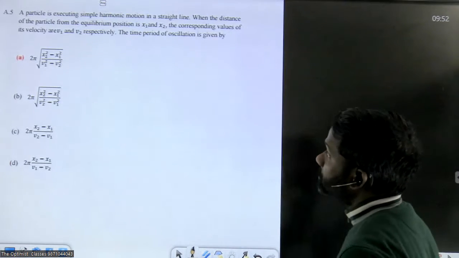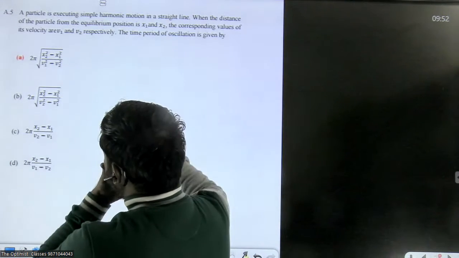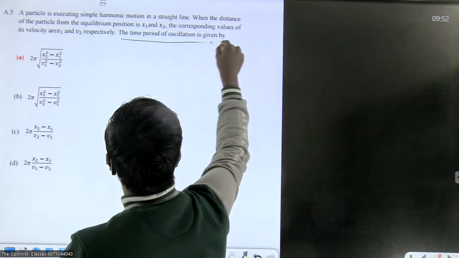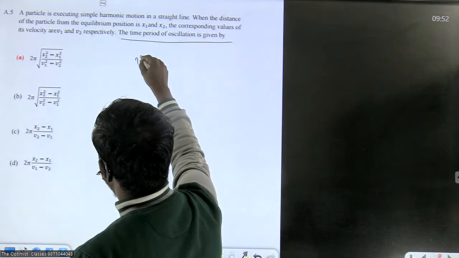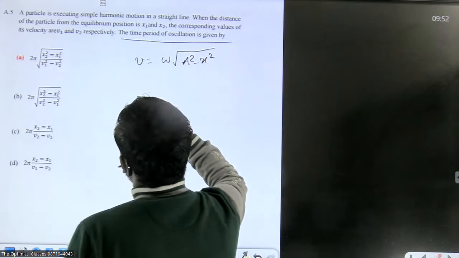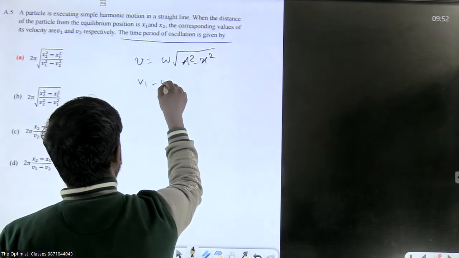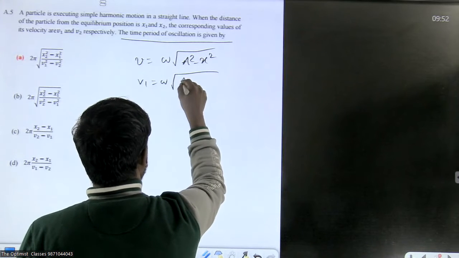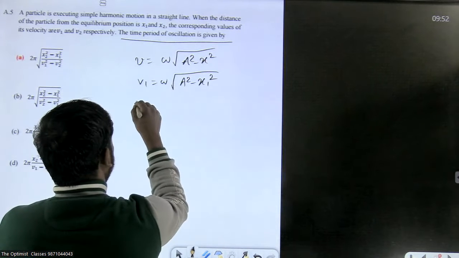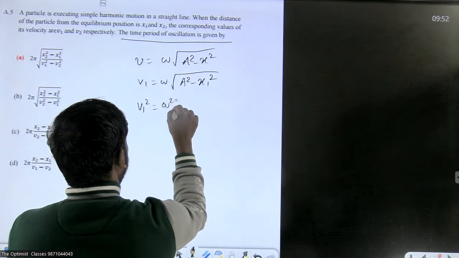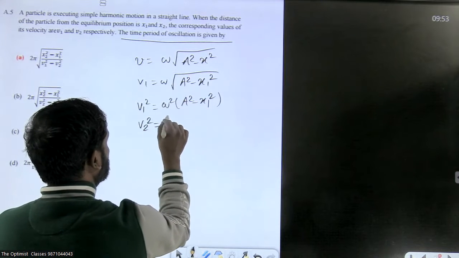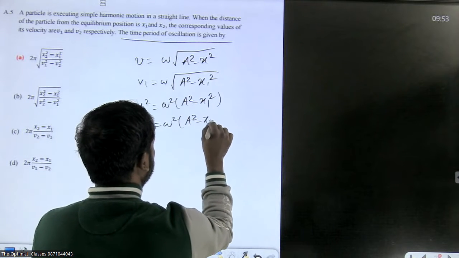Okay, now this is a question from SHM. It says a particle is executing simple harmonic motion. So we have to find the time period of oscillation in terms of position and velocity. So there is a formula actually, omega root under a square minus x square. So here if you write v1, we'll write omega root under a square minus x1 square. So v1 square will be equal to omega square, and here a square minus x1 square. Similarly, you can write v2 square equal to omega square, and here a square minus x2 square.